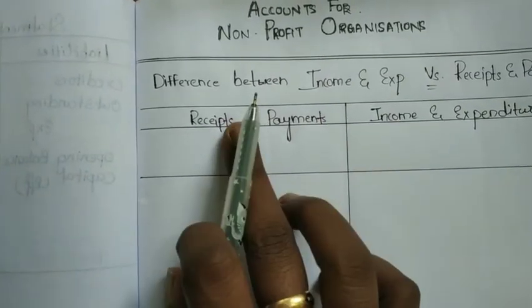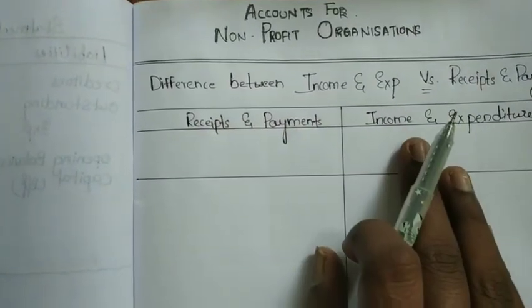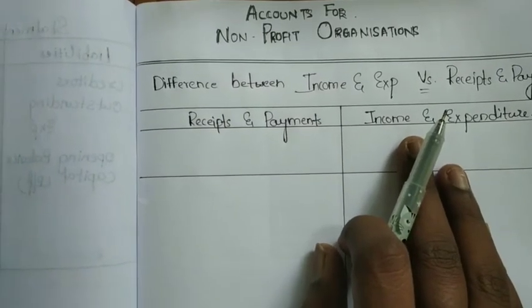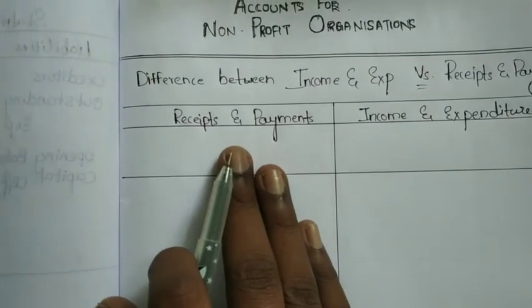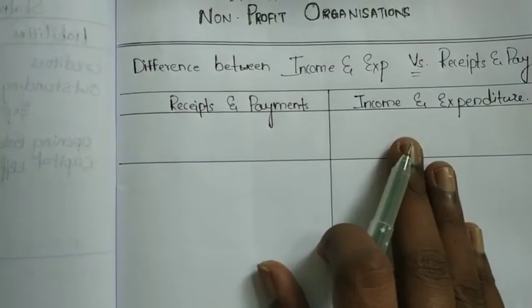One is receipts and payment account. The second one is income and expenditure account, and the last one is balance sheet. So today we are going to see what is the difference between receipts and payments and income and expenditure account.